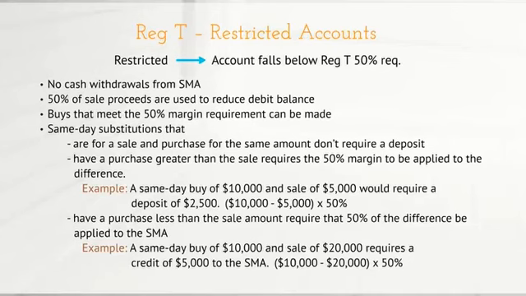Now, in the reverse scenario, where you're buying $10,000 in this second example, and you sell $20,000, you're netting $10,000, but half of that has to go to the SMA account. So we take the difference times 50% for $5,000 that goes to credit the SMA.